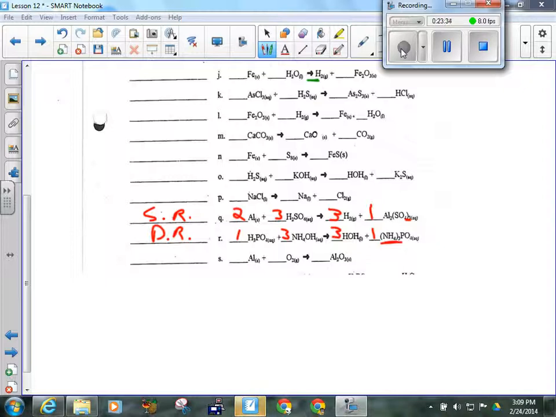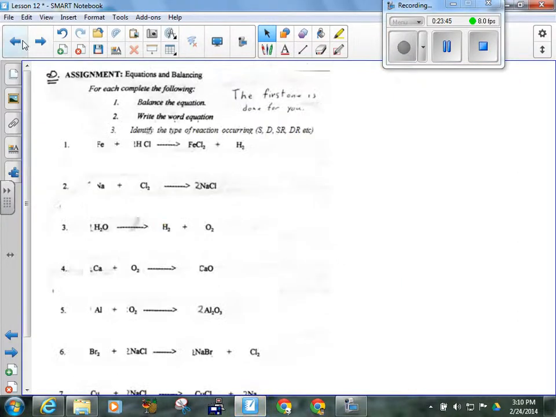All right. How many people are done this one? That's fine. If you're done that one, you can work on the second one I gave you there. And on the second one, just do exactly what they tell you here. Balance the reaction, write it out in words, and identify the type. Same thing we were doing in the lesson before.